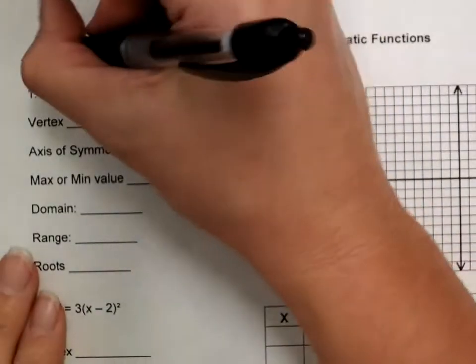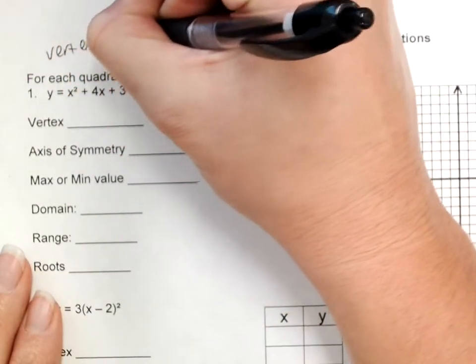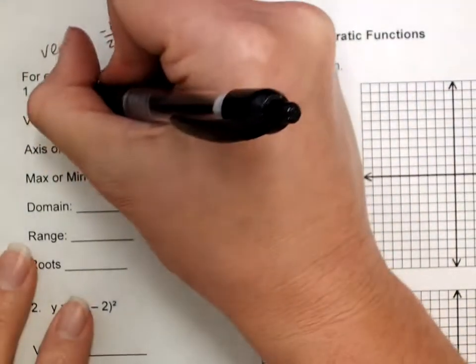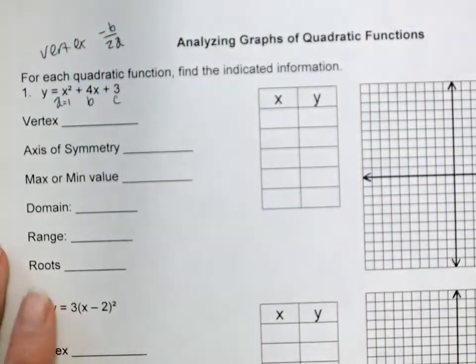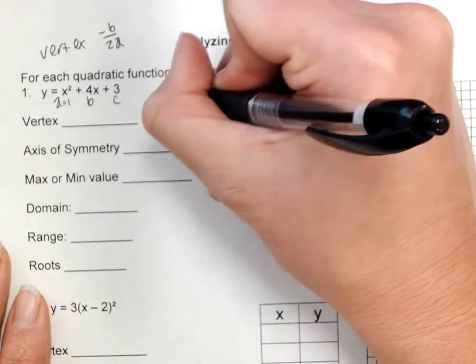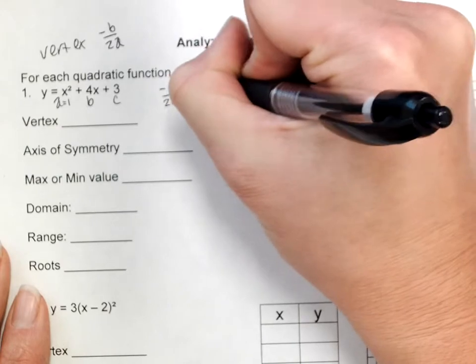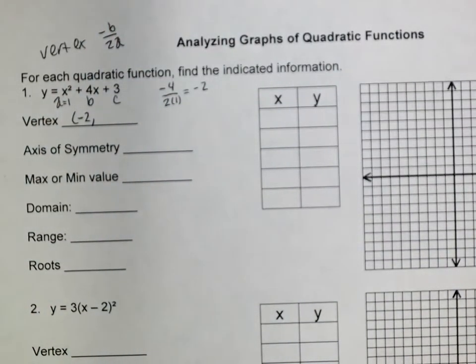vertex. Remember, to find the vertex from standard form, you have to do negative b over 2a. Okay, so a is going to be 1, b is 4, c is 3. Okay, so negative 4 divided by 2 times 1 is going to be negative 2. Remember, that's the x value of your vertex. How do you find the y?